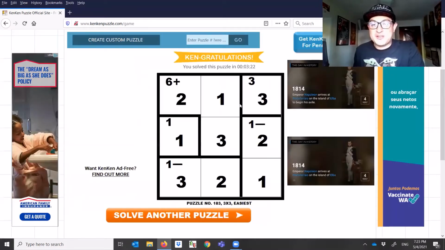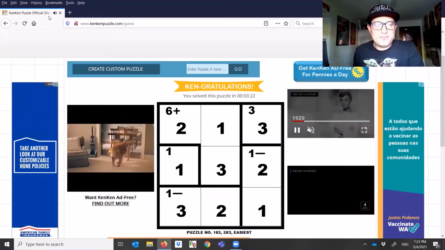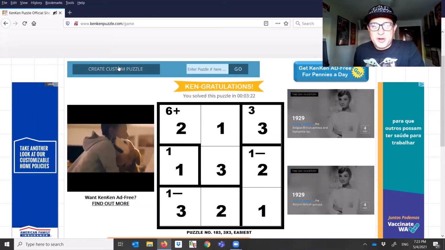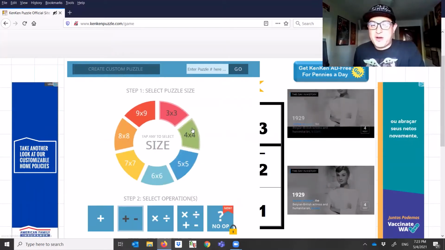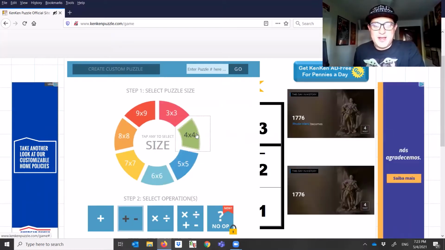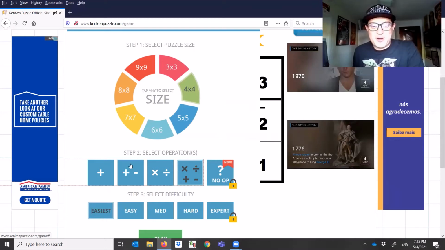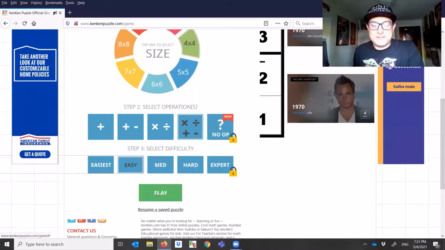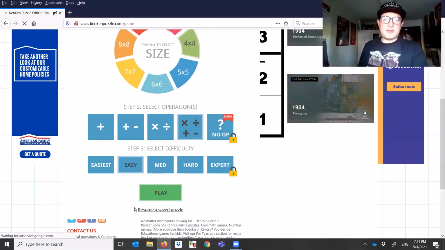So congratulations, it took us 3 minutes 22 seconds to finish that one. Okay, so when you're done, you go to create custom puzzle, and you get to select another one. So I'm going to go a 4x4, and I'm going to do addition, division, and subtraction, and I'm going to go easy. Not the easiest, I'm going to go easy. So let's play. So now it's going to reset the page, hopefully.